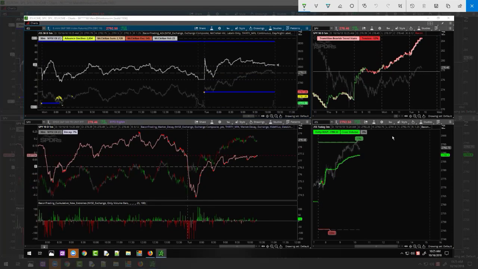Now there's a lot of tools on here we're not going to cover. We're not even going to look at this chart. We're going to cover this tool, which is the BaconTrading ADI. We're going to talk about market decay. We're going to do new extremes and the tension indicator. These are all 30-minute time frame analysis for the momentum.